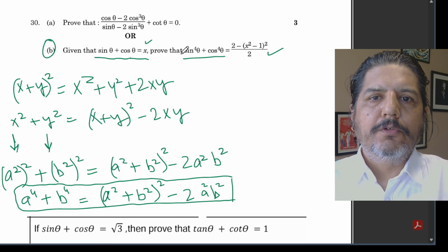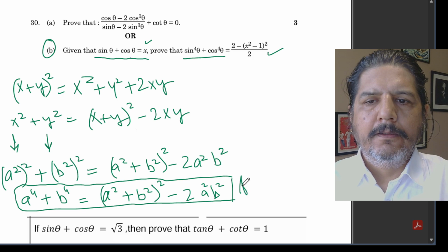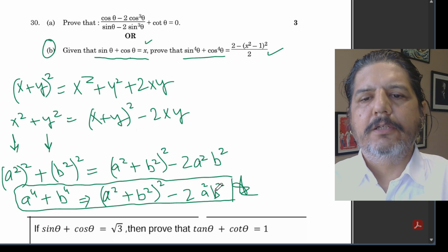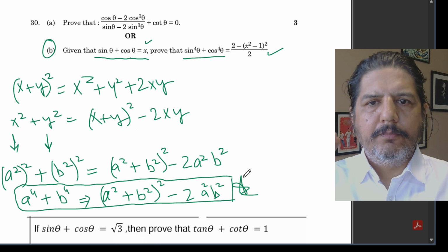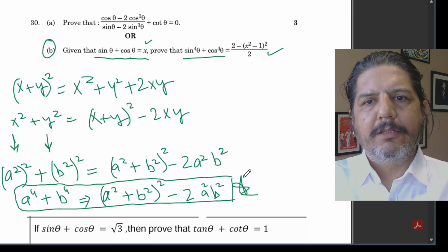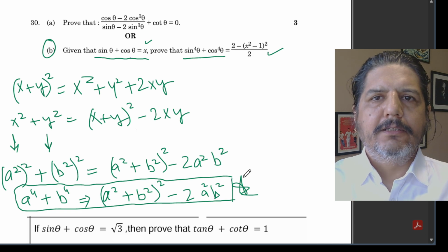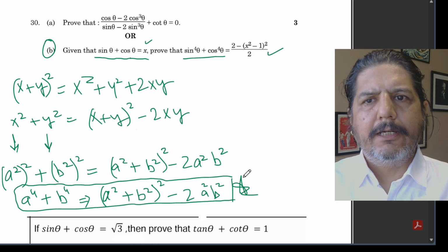For example, in this question, I'll be using this identity that a^4 plus b^4 is equal to (a square plus b square) whole square minus 2a square b square. Now, I understand this seems to be tough, but I'll spend some time. We'll be going step by step in understanding this question because a lot of stuff would get clear.